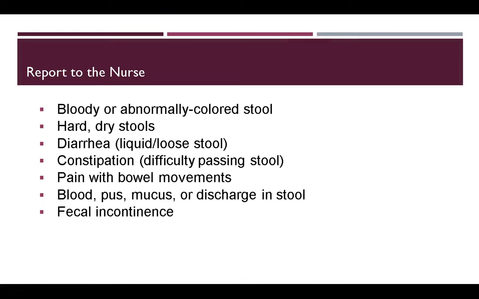The CNA is responsible to report all abnormal symptoms to the nurse promptly. Report blood, abnormal color, light or dark feces, worms, hard or liquid stool, complaints of difficulty passing stool, or pain, pus, mucus, or discharge, and any changes in incontinency. Some residents are routinely incontinent of feces. Always check their care plan or ask a nurse if you are unsure what is routine for the resident in your care.